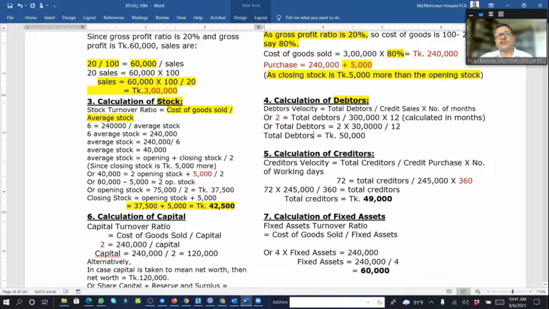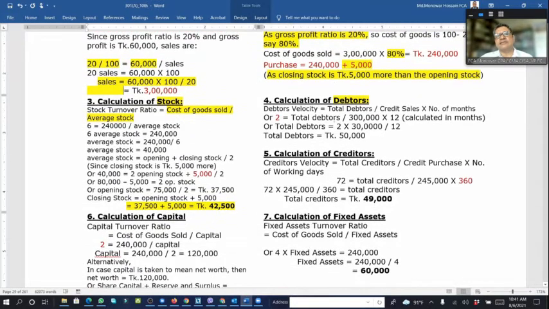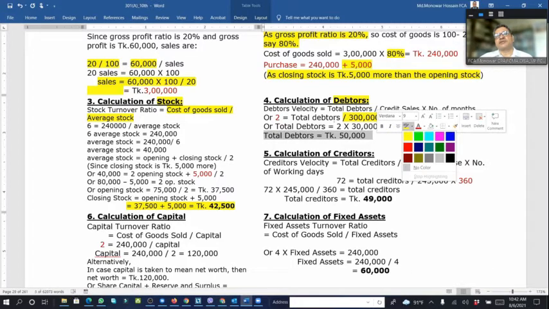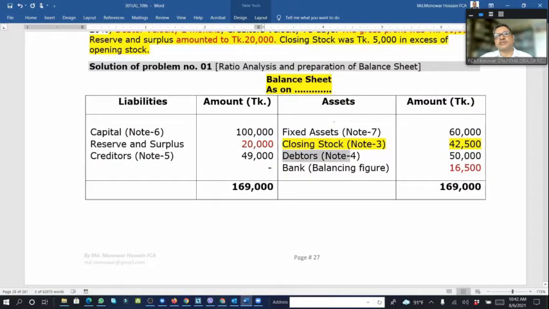equal to total debtors divided by credit sale, number of months. So credit sale is 3 lakh, this 3 lakh, total debtors multiplied by 12 months, that means here is 2 months, so here is 12 months. So total debtors come 50,000 after calculating that. So this 50,000 is in your balance sheet item, debtors, as per the note 4. See here 50,000.